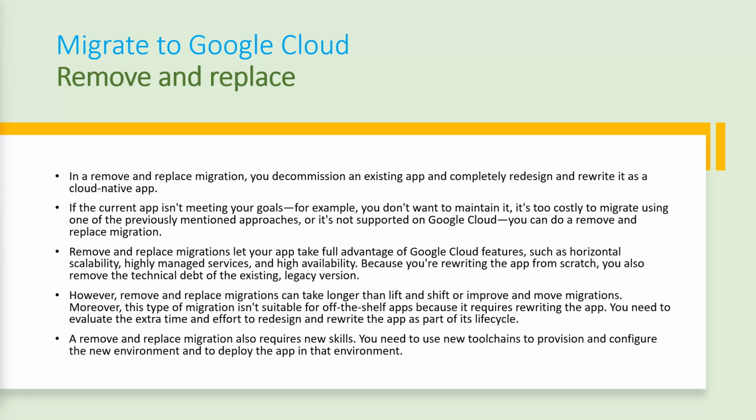So if the current app isn't meeting your goals, for example, you don't want to maintain it, it's too costly to migrate using the previously mentioned approaches, or it's not supported on Google Cloud, you can do a remove and replace migration. This is just a fancy way of saying, hey, get rid of it. And also, it will let you take full advantage of Google Cloud features, such as horizontal scalability, highly managed services, and high availability.